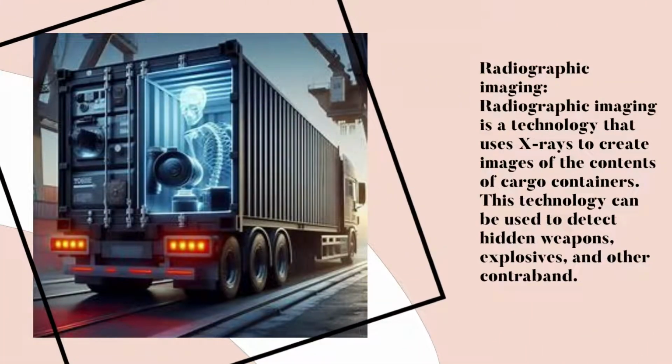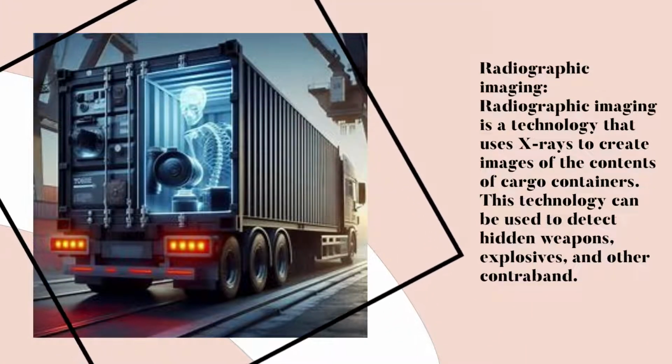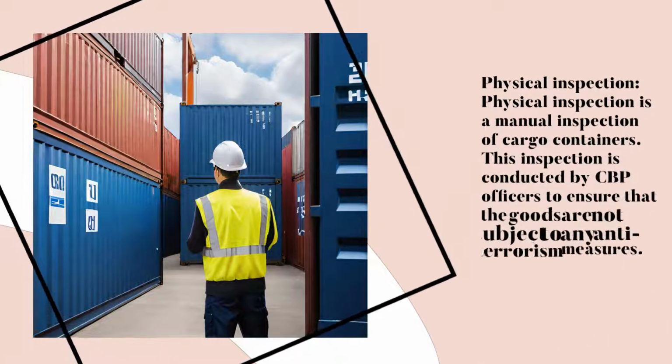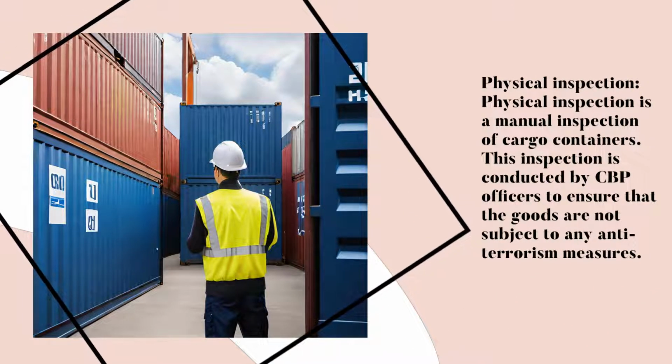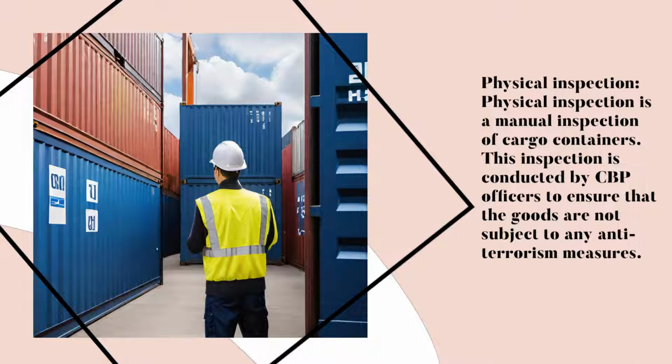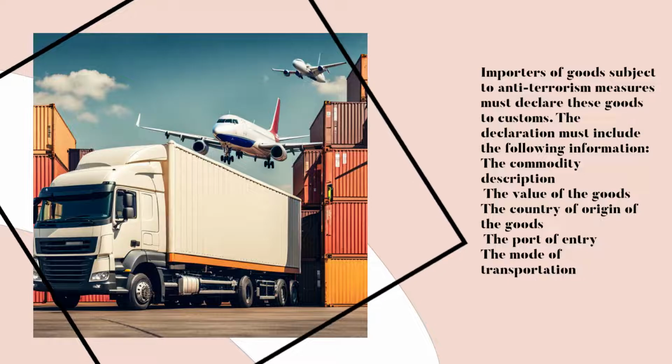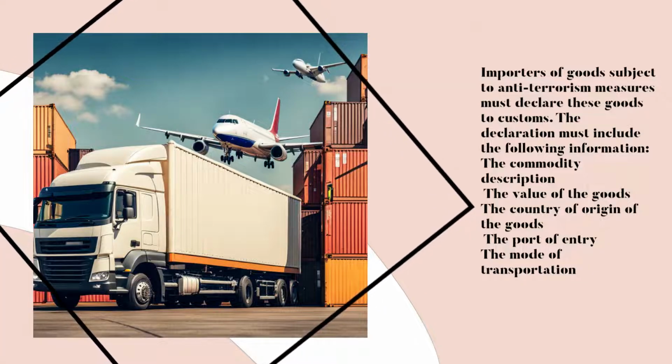Radiographic Imaging. Radiographic imaging is a technology that uses X-rays to create images of the contents of cargo containers. This technology can be used to detect hidden weapons, explosives, and other contraband. Physical Inspection. Physical inspection is a manual inspection of cargo containers. This inspection is conducted by CBP officers to ensure that the goods are not subject to any anti-terrorism measures.